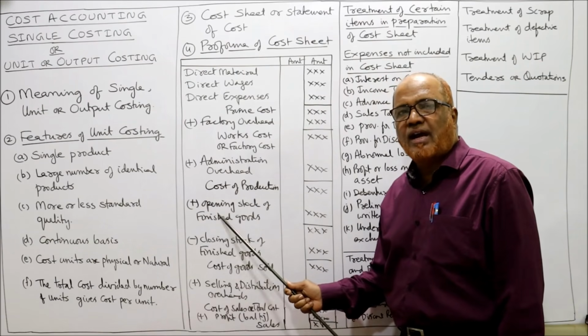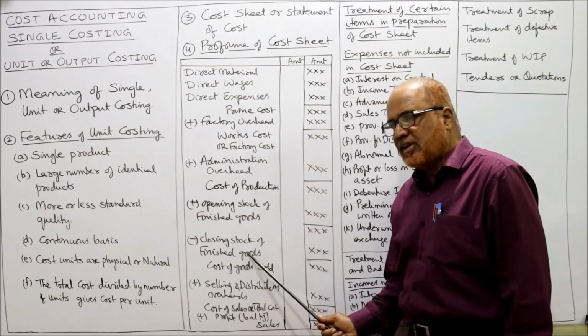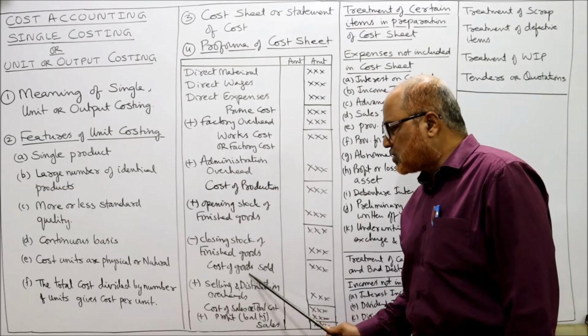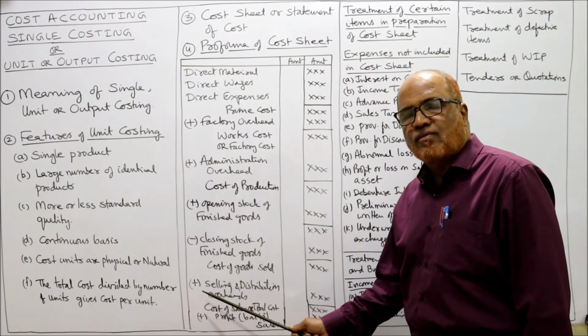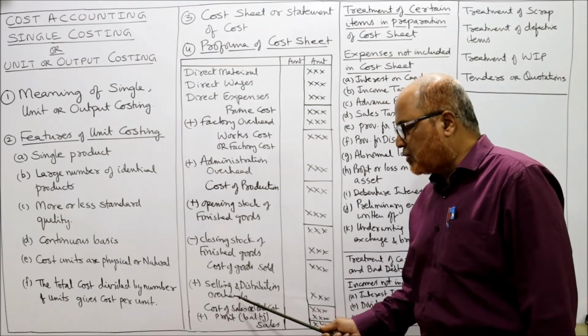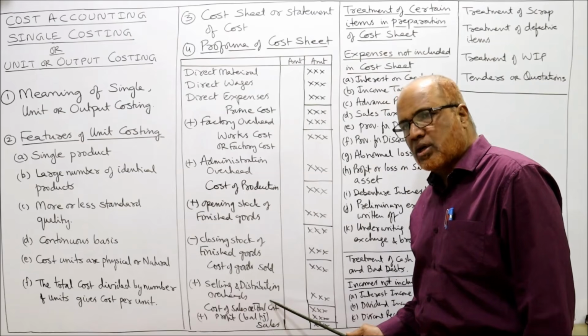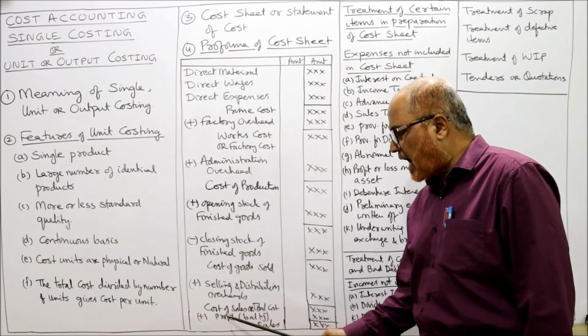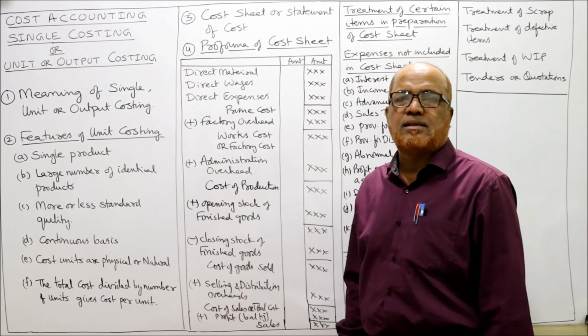To cost of production we add opening stock of finished goods and subtract closing stock of finished goods. What we get is cost of goods sold. To cost of goods sold we add selling and distribution overhead. We get cost of sales or total cost. To total cost we add profit, the balancing figure. The resulting figure is called sales.